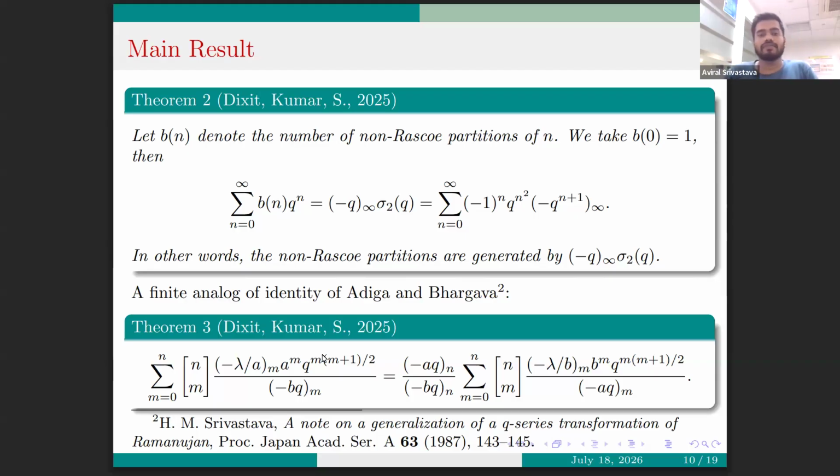Okay, and we have this generating function of B(n), and this third summation is one other equivalence that we have found, which is again the generating function of non-Rascoe partitions. But the whole point of this is to see the partition or combinatorial interpretation of this sigma 2 function. Now, the other theorem is more in the q-series part. So this is a theorem of Adiga and Bhargava, and we utilize this to prove some of our previous theorems.